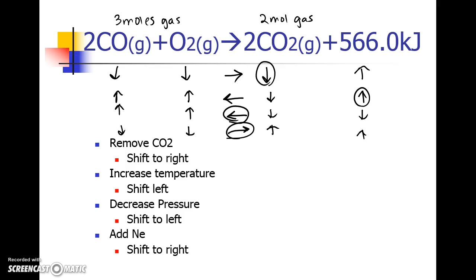And that is the end of our practice on Le Chatelier's principle.